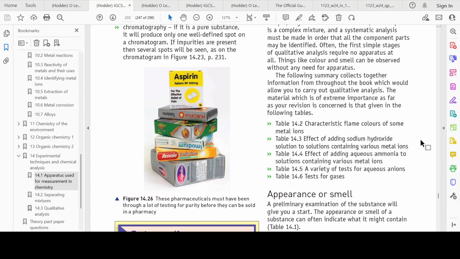Or in case of IGCSE, that would be paper 2, paper 4, and paper, I don't know whether ATPs like paper 5 or paper 6, but yes, for the extended syllabus, not for the core. Table 14.5 is a variety of tests for aqueous ions, and 14.6 is tests for gases. So let's go through these.